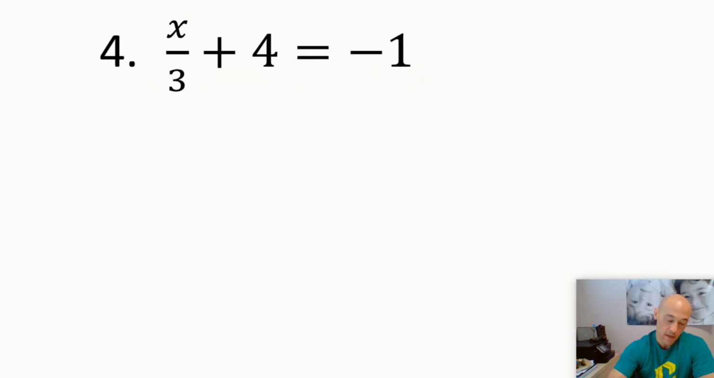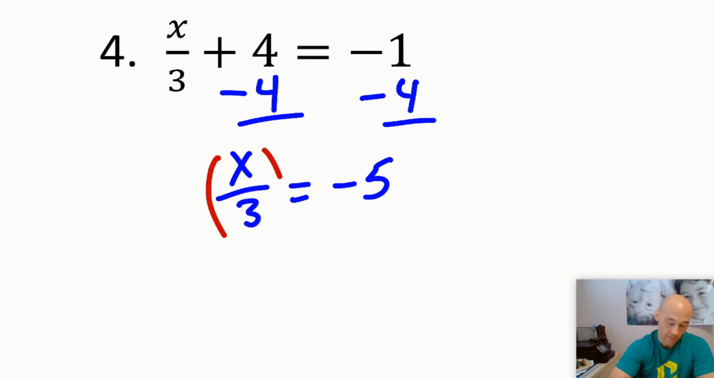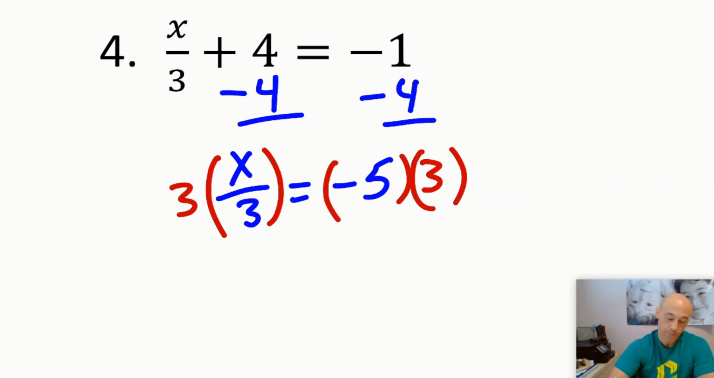Lastly, SADMAP, subtraction addition. Here we're adding 4. So the first thing we do is we subtract 4 on both sides. We have x/3 is equal to negative 5. Now all we have left is dividing by 3. The inverse operation of division is multiplication. So we multiply by 3.